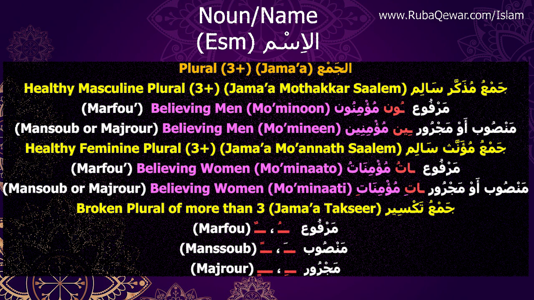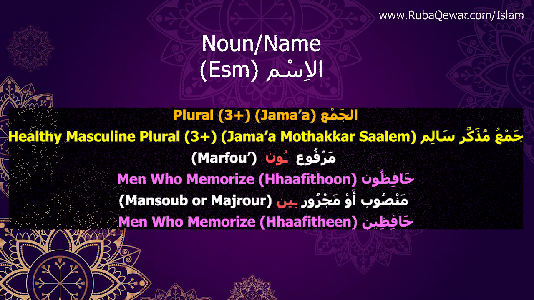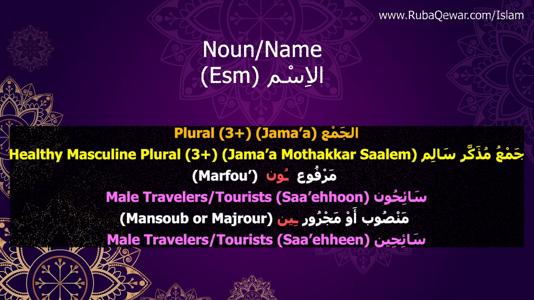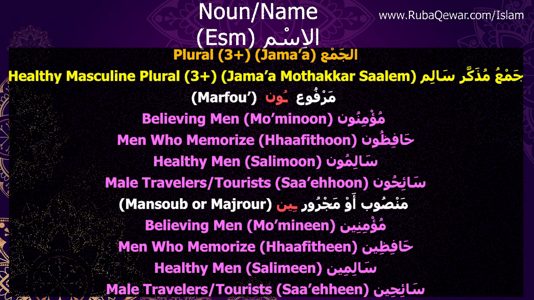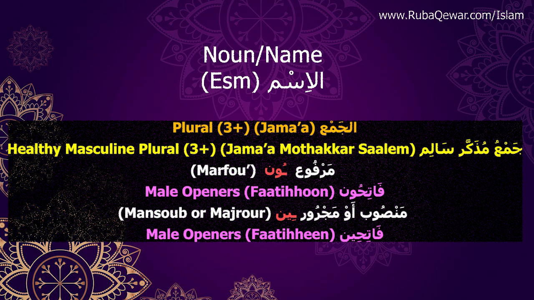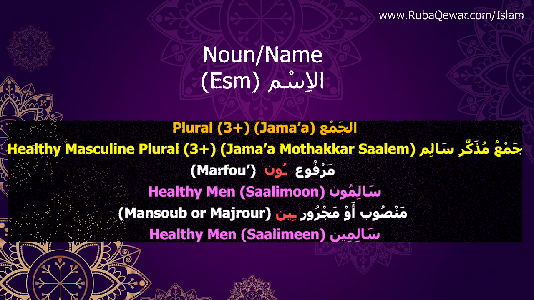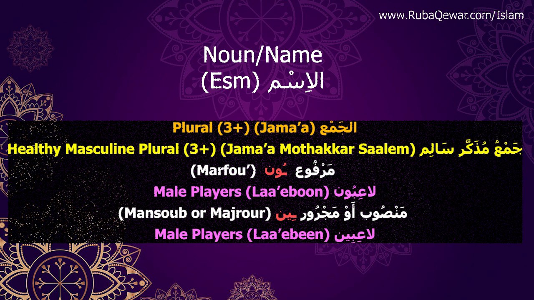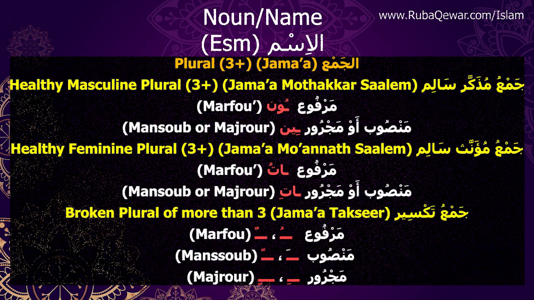They use يانون, which is إين. So for example, مؤمنين, حافظين, سالمين, سائحين. مجرور is for كسرة. Instead of كسرة, also we use the same thing, إين. So we say فاتحين, سالمين, حافظين, قارئين, لاعبين, كافرين. Now we're going for the sisters, for the female.